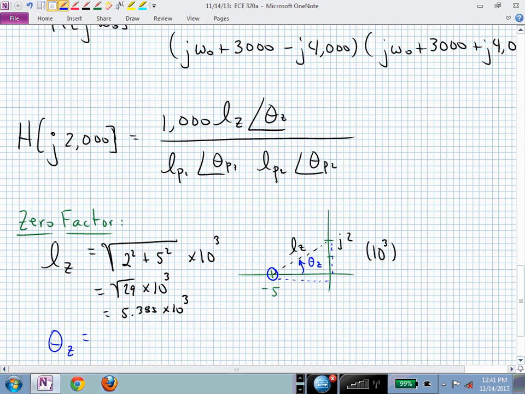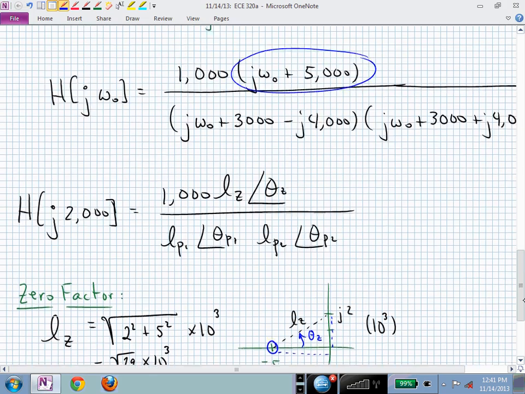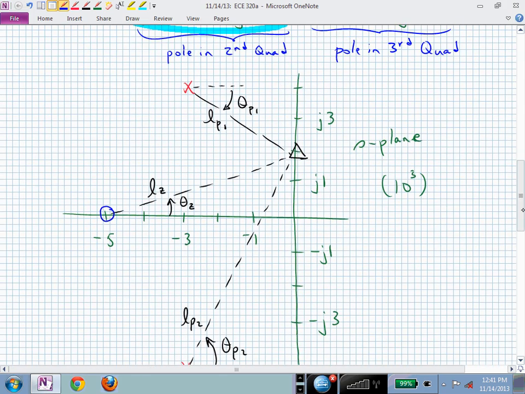All right. That's the length due to the distance from the zero to j2000. And now I hope it's clear, if you picked a different frequency of interest, that triangle is just going to be at the appropriate location on the imaginary axis.